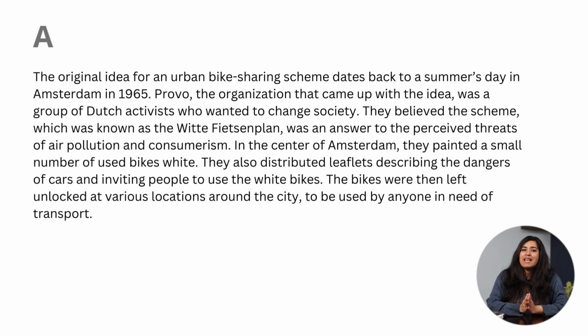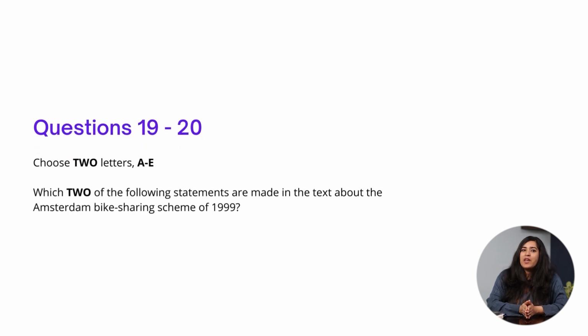Now moving on to the next set of questions for this passage. For questions 19 and 20, we have to choose two letters from A through E. We have to find out which two of the following statements below are made in the text about Amsterdam's bike sharing scheme of 1999. Let's look at the statements now.